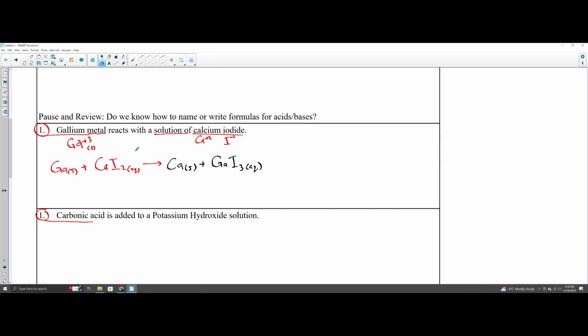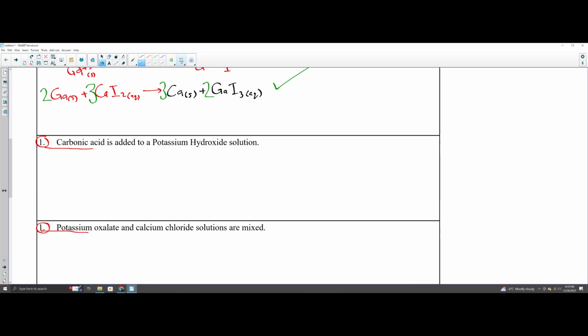So let's start with the gallium. One there, one there. Calcium, we've got one there, one there. That looks good. Let's do the iodines. 2 there and 3 there. So if we put a 3 here, that'll take us up to 3 times 2 iodines is 6 iodine atoms, which means we need a 2 here because 2 times 3 is 6 iodine atoms. That makes 2 galliums, so we need 2 galliums here, 3 calciums, which means 3 calcium atoms there. Okay, now the equation's balanced. It's good to go.